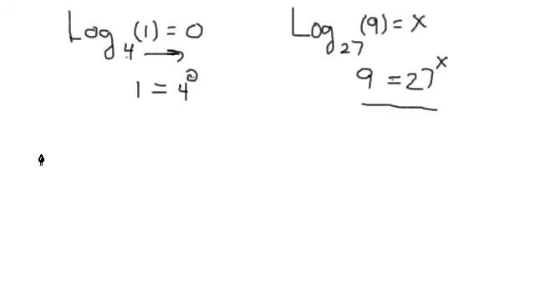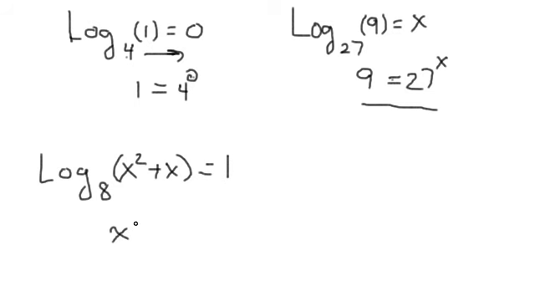Let's say we've got log base 8 of x squared plus x. Don't let this throw you off. Now we want to go from logarithmic form to exponential form. So we're just going to rewrite this: x squared plus x is equal to 8 to the first power. Now it is back in exponential form.